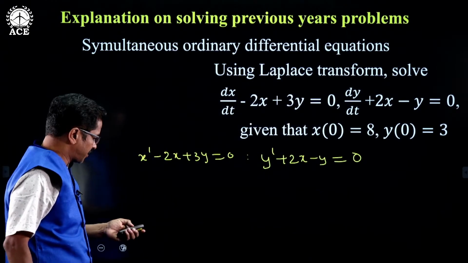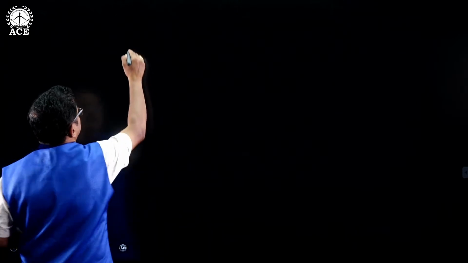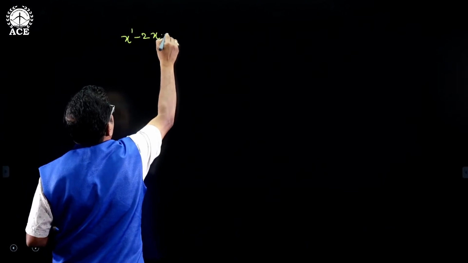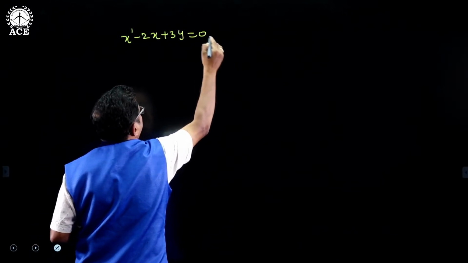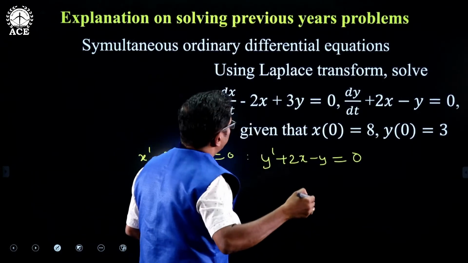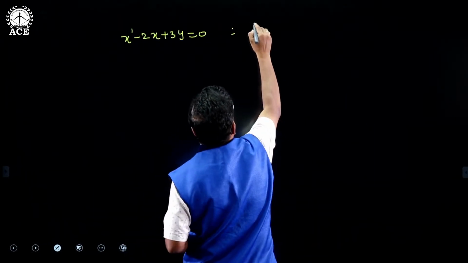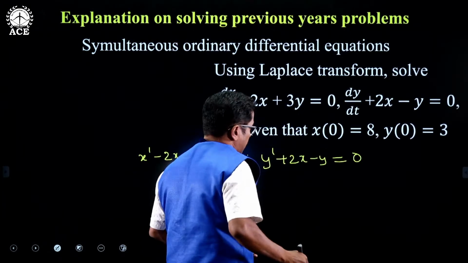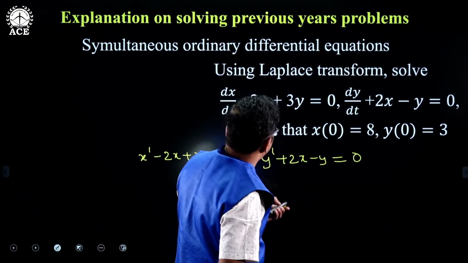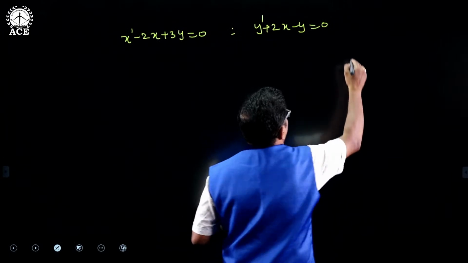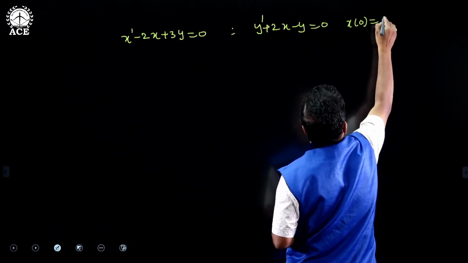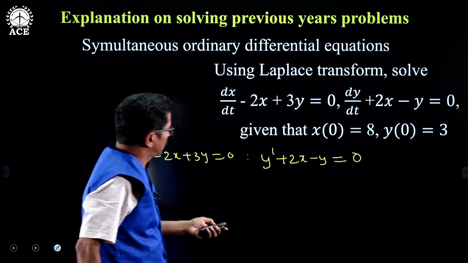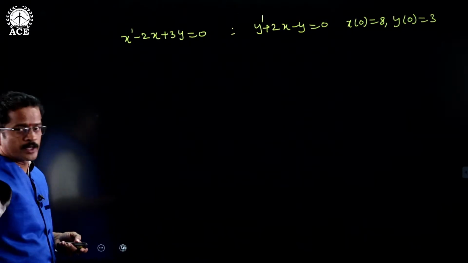These two equations I will write in the next page. x dash minus 2x plus 3y is equal to 0, and y dash plus 2x minus y is equal to 0. And what are the conditions provided? x of 0 is equal to 8 and y of 0 is equal to 3. Conditions are provided. Okay, so using these conditions we are going to solve this.